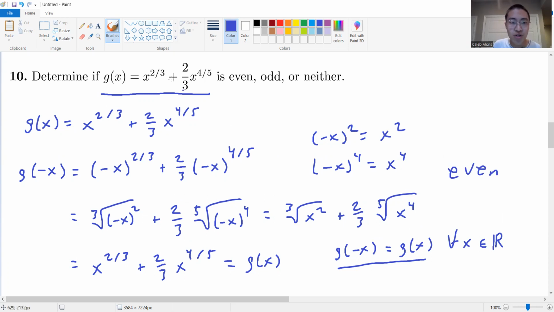So even though I don't know what this graph looks like, I know it must be symmetric about the y-axis because it is an even function. So that is even and odd functions. It's kind of how we show something is even or odd or neither, and understanding these definitions and understanding those shortcuts, especially with polynomials and exponents like we saw in this lesson.